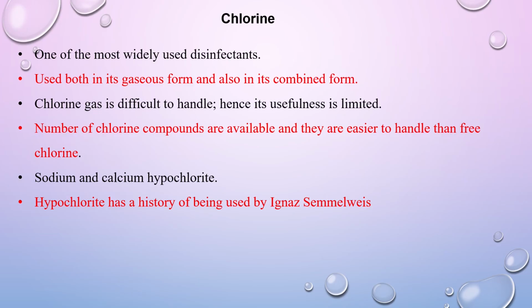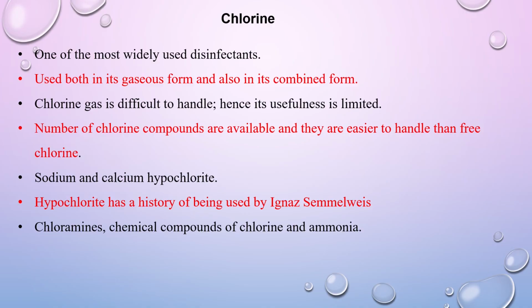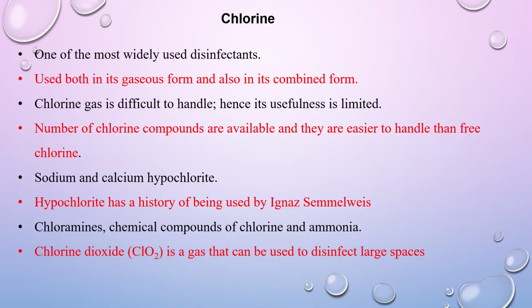Another important group of chlorine compounds are the chloramines, which are chemical compounds of chlorine and ammonia. Examples are monochloramine, chloramine T, azochloramide, etc. They are used in wound dressings as skin antiseptics and also for treating water. They are less effective than hypochlorites, but they are more stable, release chlorine slowly, and are long-lasting and hence more preferred. Chlorine dioxide is a gas that can be used to disinfect large spaces.